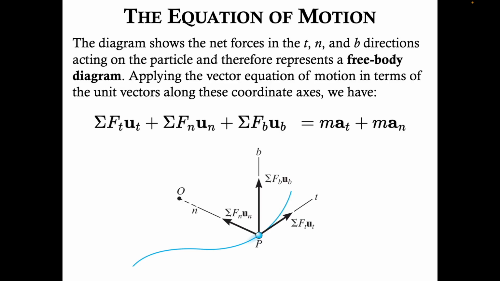Applying the vector equation of motion in terms of the unit vectors along these coordinate axes, we have the following. On the left here, we have the net force expressed in vector form using those unit vectors in the t, n, and b directions, summed together. On the right, we have mass times acceleration, which would reduce down to what you see here, these two terms instead of three terms, because as we mentioned, the acceleration in the b or binormal direction is zero because the particle never moves away from the known path shown in blue and therefore never has any actual motion or acceleration in the binormal direction. So those two terms on the right are mass times a sub t, acceleration in the tangential direction, and mass times a sub n, acceleration in the normal direction.